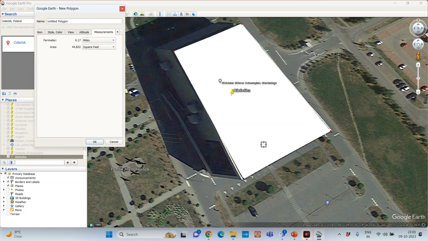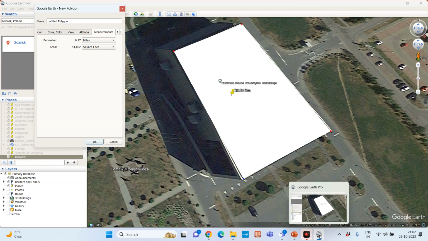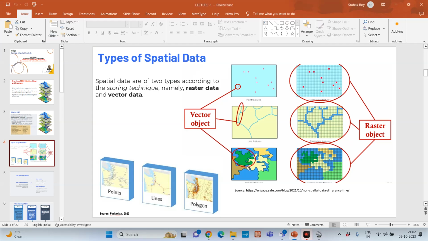Suppose you are a planner, so you need to know the total area. Suppose you plan for rooftop tourism: what part you use for sitting, what part you use for other activities. Like that you need to calculate the total area. This is what is called a polygon. This is one kind of vector data. So it is called a polygon. Clear?